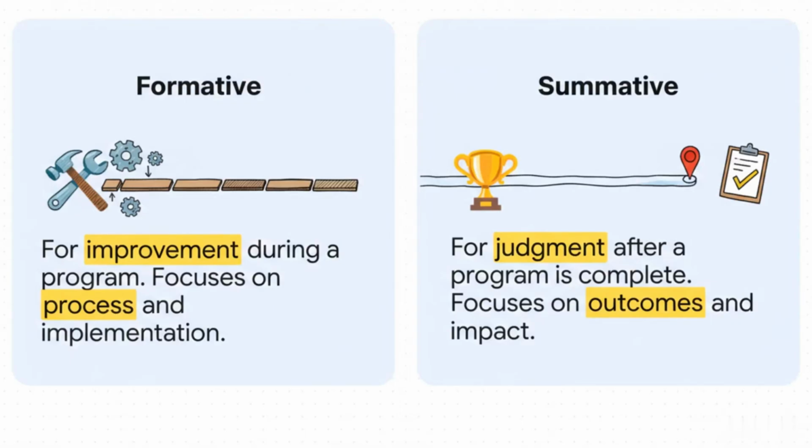The easiest way to think about this is with an analogy. Formative evaluation is like a chef tasting the soup while it's cooking. The goal is improvement. The question is, how can we make this better right now? Does it need more salt? Should we turn down the heat? It's happening in real time. On the flip side, summative evaluation is like the final review from a food critic after the meal has been served. It's all about judgment, about the final outcome. The question is simple. Did this work? Was it a success? Both are incredibly valuable, but they serve totally different purposes.